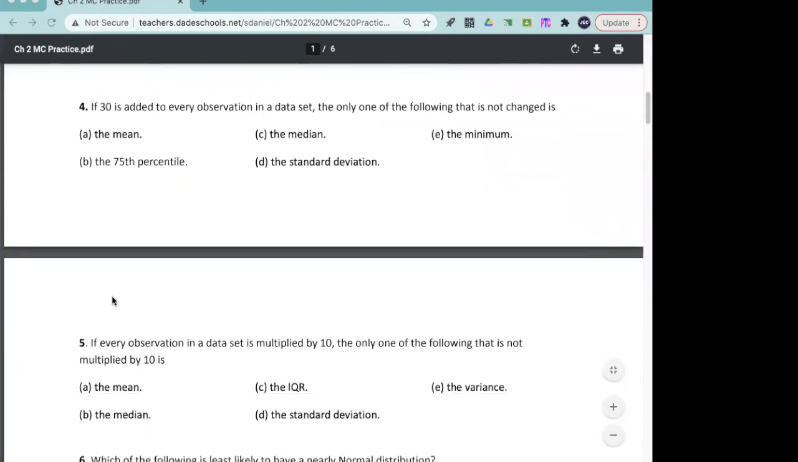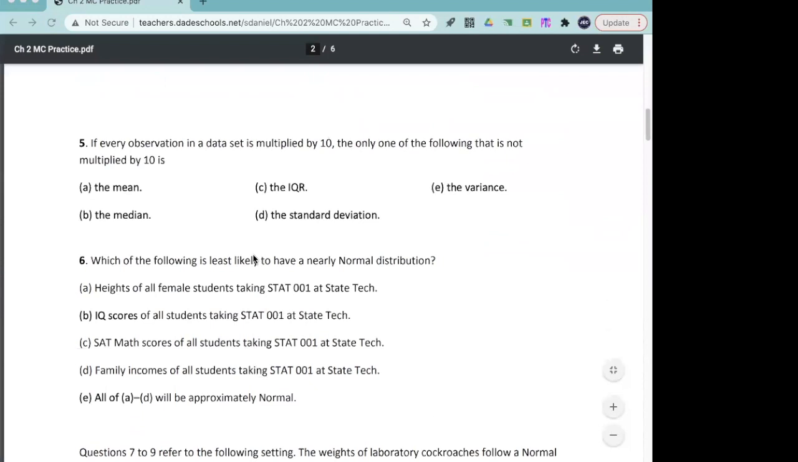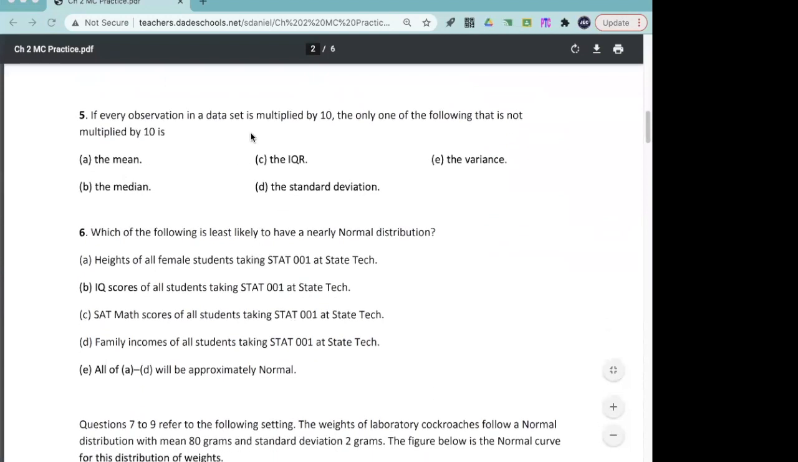Okay, next, number 4. So what's not changed? The standard deviation isn't changed, because just bringing everything up by 30 doesn't change how spread out they are. It might change the mean, the median, all those will change, but not how far away the scores are from the mean.